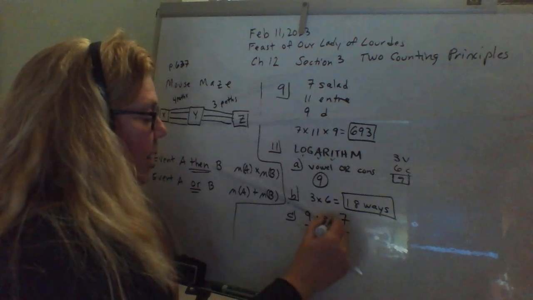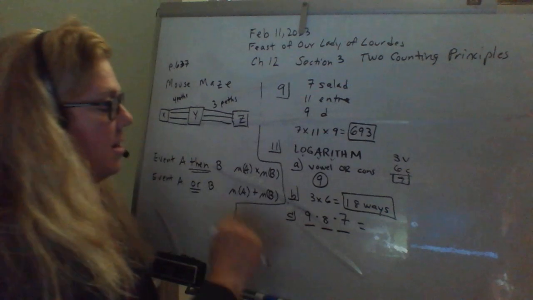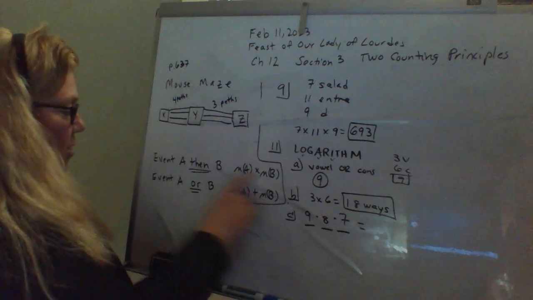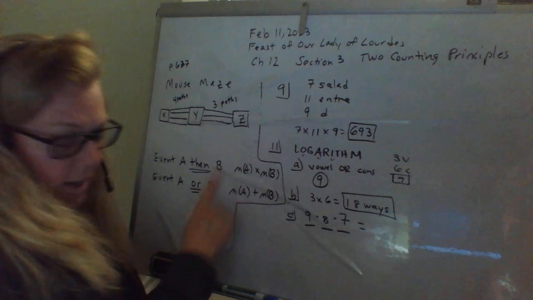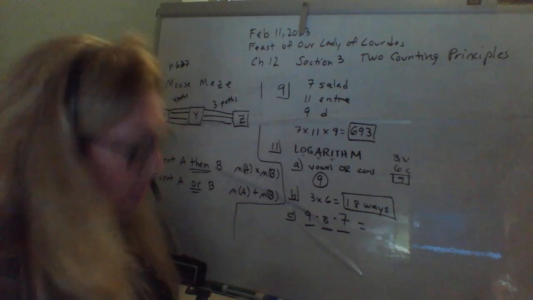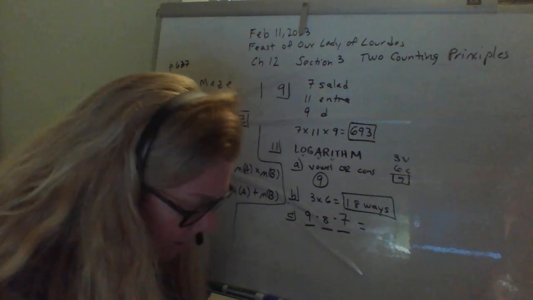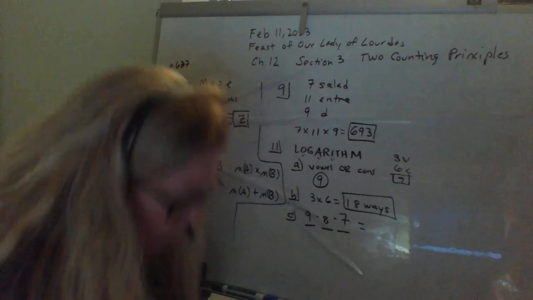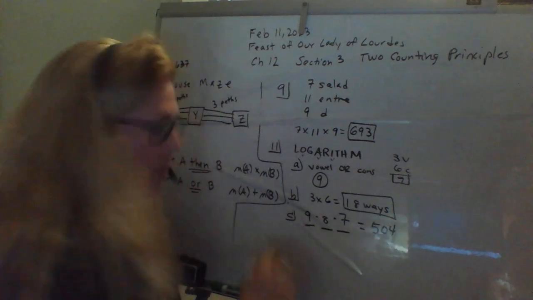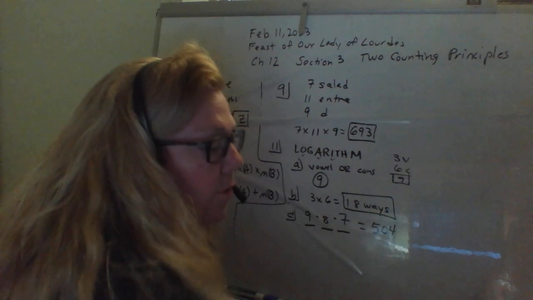Okay, and we're going to multiply these all together because it is like this letter, that letter, that letter. So the one follows the other. It's not or, it's then. So we're going to multiply these. 9 times 8 times 7 is 504. Okay, and that is all, I believe, for number 11.